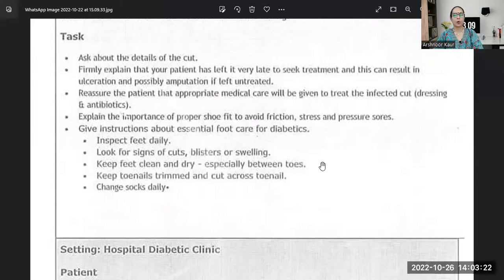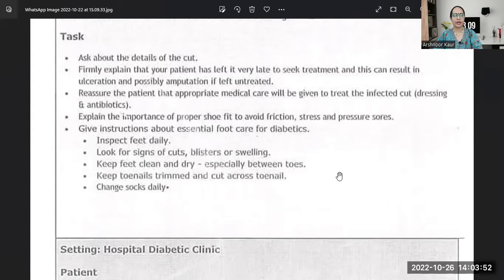Now, what are the other suggestions given to the patient? That he or she should wear stockings to avoid any further cuts, and he should trim and cut across the toenails properly. So this is very important, so that the patient should not have such injuries in the future. He should trim his toenails properly.